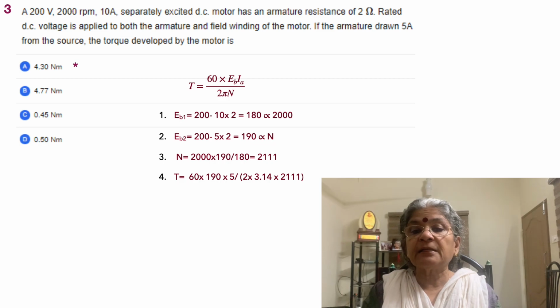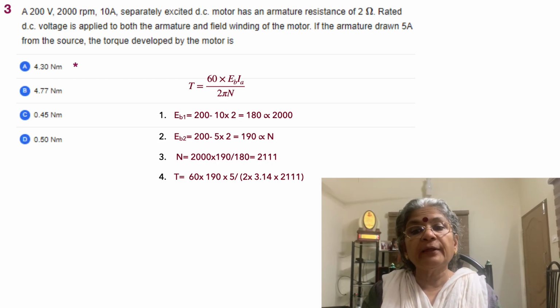So 200 minus 10 is equal to 190. So the new speed can be easily computed based on the fact that 180 by 190 is equal to 2000 by N. Okay, so N is equal to 2111. Okay, so once speed is there, you have 60, you have EB, that is EB2, you have IA, which is equal to 5 ampere.